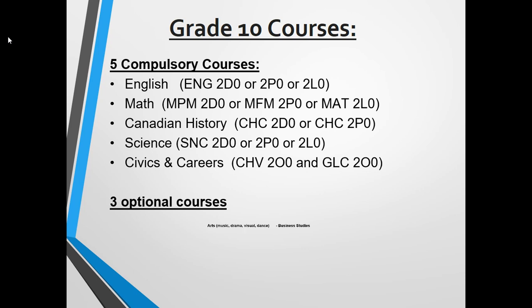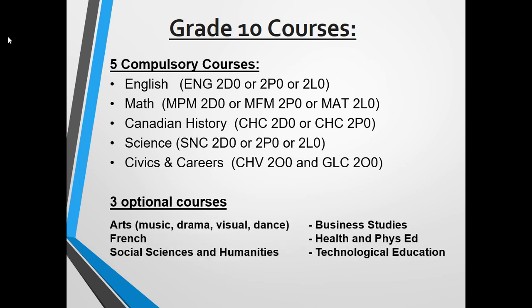So in grade 10, we consider you to have 5 compulsory subjects: English, math, history, science, and then civics and careers. I will show you in my blueprint when you choose your courses for civics and careers, they are each half a credit, making up 1 full credit. Then you have 3 optional courses in the arts, French, social science and humanities, business studies, health and phys ed, or tech.